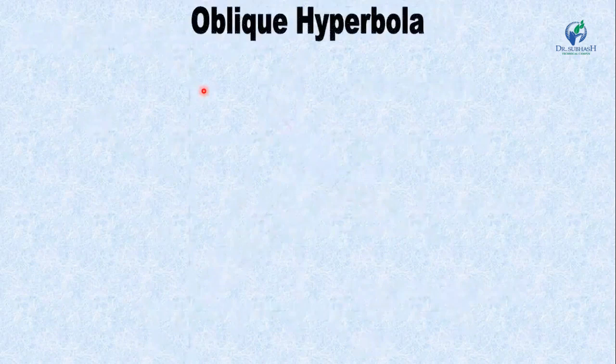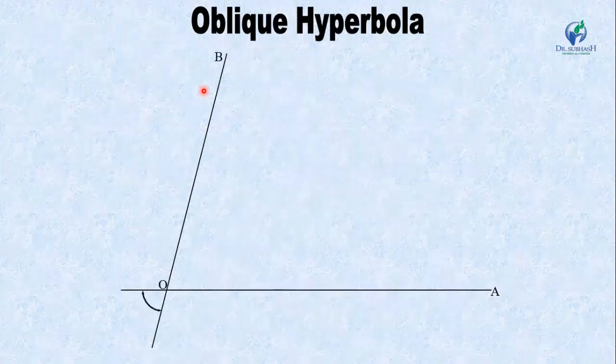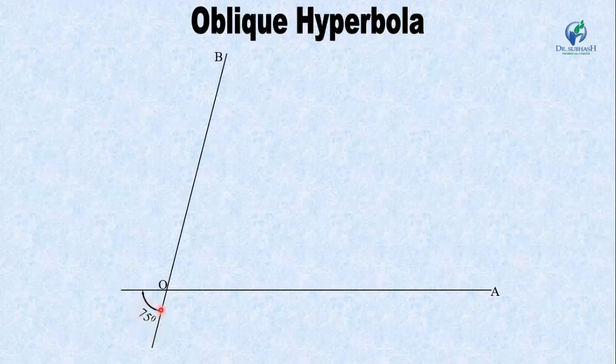Now the next method is the oblique hyperbola. This method is similar to the rectangular hyperbola, but when the angle between the two asymptotes is other than 90 degrees, it is known as the oblique hyperbola. So here you can see line OA and line OB are at an angle of, suppose, 75 degrees, or other than 90 degrees. But the method is the same.